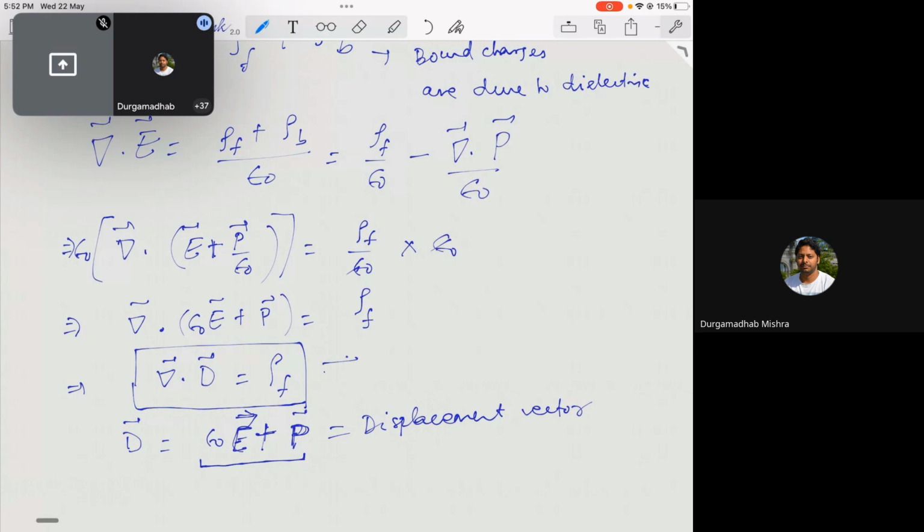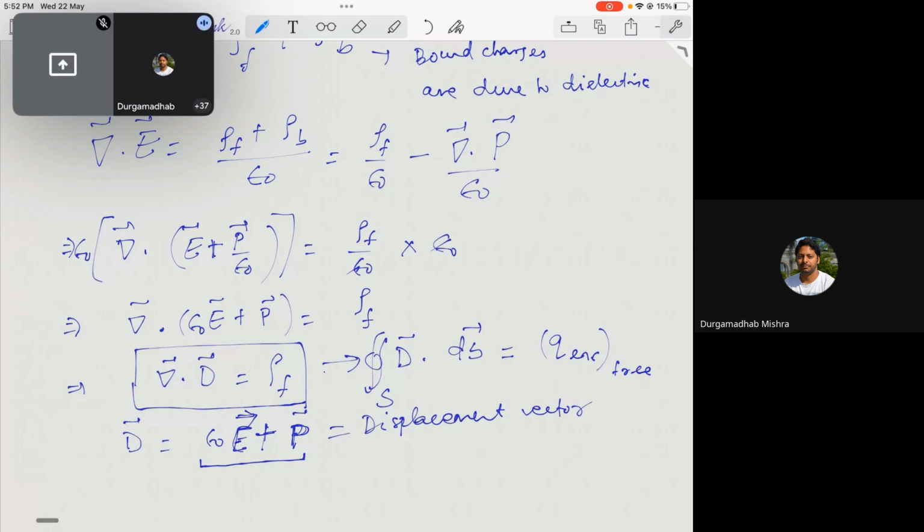Again, if you want to write it in integral form, you use the divergence theorem, and what you will calculate is this electric displacement vector D, which will be the Q enclosed. And these charges are the free charges we are talking about, not the bound charges. So this way you can use Gauss's law in dielectrics.